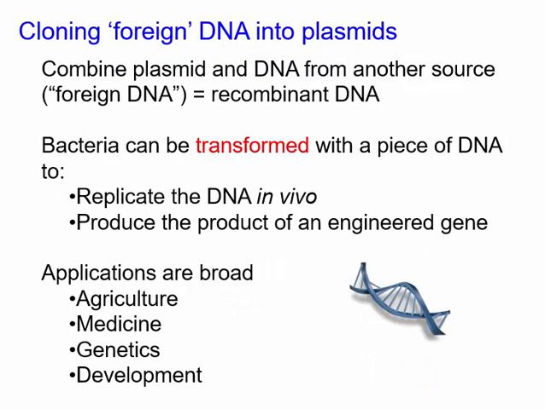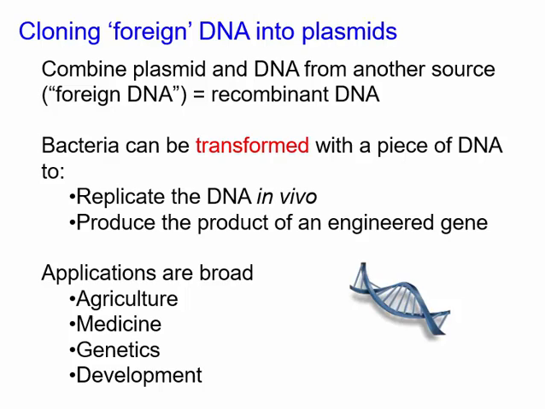So what are we doing when we're cloning? We're combining a plasmid usually and DNA from some other source. We say foreign DNA, but it's some other source, foreign to, say, that bacterium. And we create recombinant DNA. It's a combination of these two things, the bacterial plasmid DNA and then a chunk of the foreign DNA inserted into it. The next thing we want to do is get it back into the bacterium.